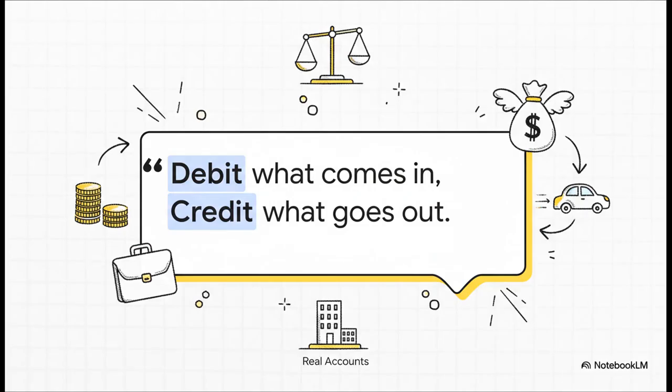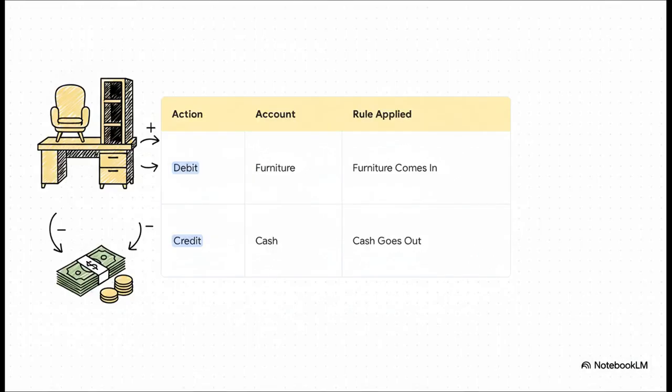All right, rule number 2. This one's for our real accounts. Remember, the physical stuff. The logic is just as straightforward. Debit what comes in, credit what goes out. Simple as that. Let's try it out. Say we bought some furniture for cash. What physically came into the business? The furniture did, so we debit the furniture. What physically went out of the business? The cash, so we credit the cash. Once again, everything is perfectly balanced. You're starting to see the pattern, right?